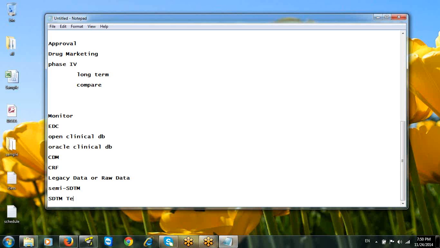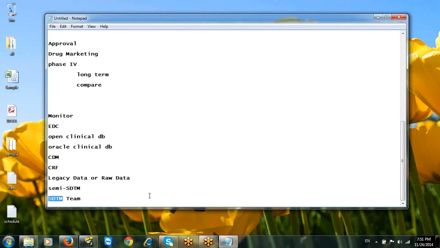We used to have a separate team who will work on the SDTM. Until this particular process, mostly the work will be done by the clinical data management team only. But from semi-SDTM to SDTM, the actual work with the SAS will start. Here we will make the data standardized. If we have to send the data to the FDA, according to their guidelines, we will prepare the SDTM tables.